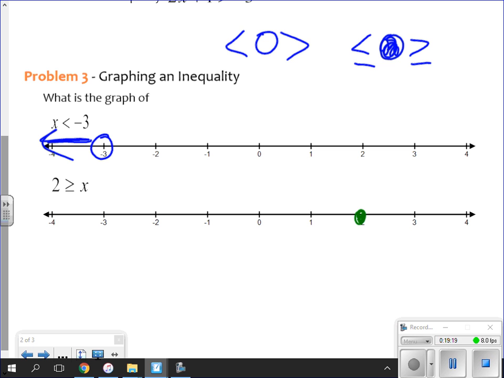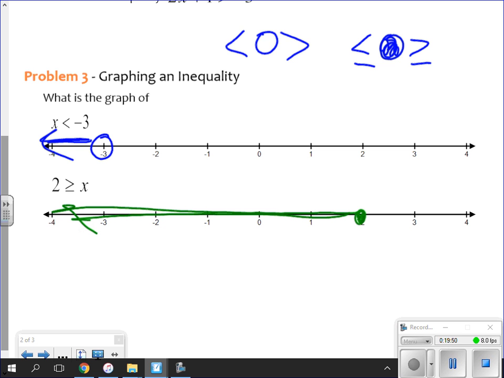2 is larger than x. If 2 is larger than x, what does that mean x is in comparison to 2? X is smaller than 2. If 2 is bigger than x, then x has to be smaller than 2. You don't go by which direction the inequality is pointing. If the variable's on the other side, it switches everything out. So what's smaller? X is smaller than 2 because x is on the smaller side. So I want everything smaller than 2.